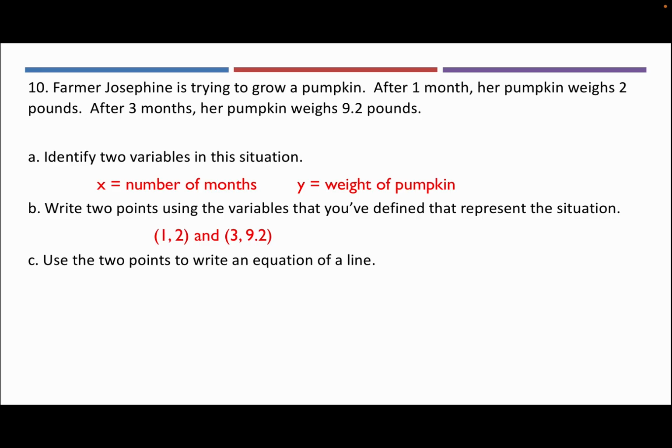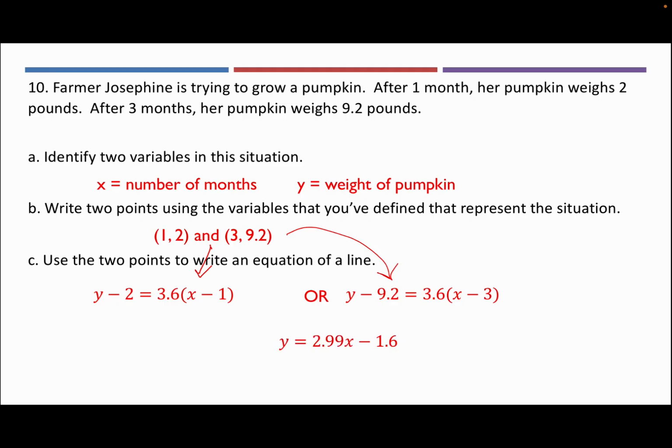Same thing as before. First step is to find my slope. My slope ends up being 3.6. And either one of these equations is 100% equally correct. It just depends on which point you pick to plug in. But no matter which point you use, no matter which one you get on the left or the right, when you solve for y, you should still get the same thing. So if you didn't get this at the end when you solve for y, go back and check your work.